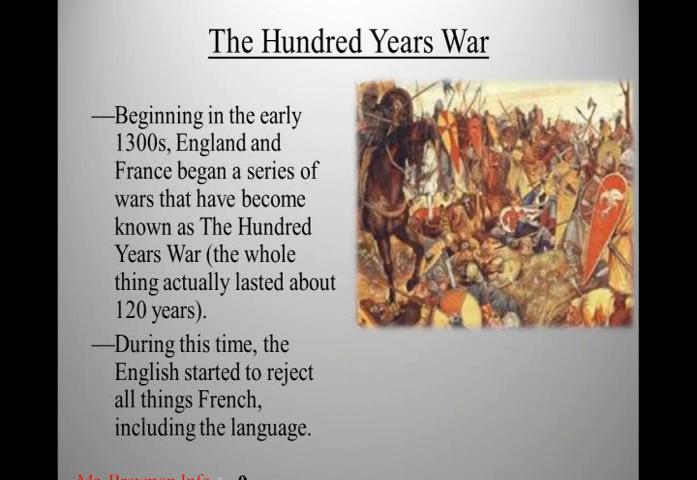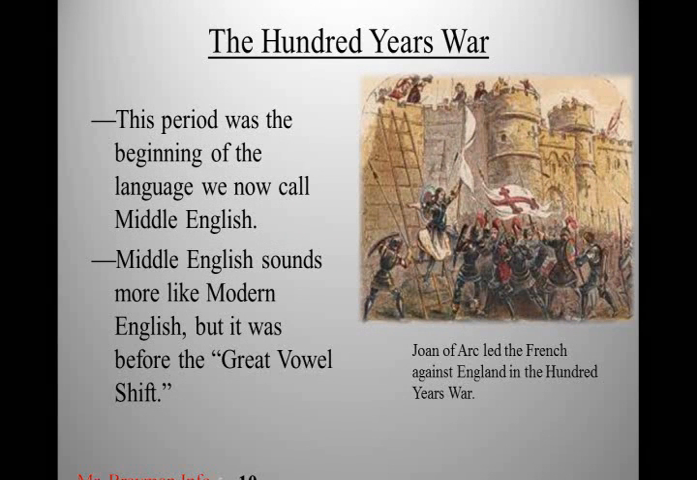Right, so the next major period in the development of English is the 100 Years' War. It really wasn't a 100-year-long war. Beginning in the 1300s, England and France have this series of smaller wars that we just roll together and call the 100 Years' War. It's actually only about 120 years. And during this time, the English people started to reject all things French, including their language. And so the language of politics and business in England starts to shift away from French. And this period is the beginning of what we now call the Middle English period.